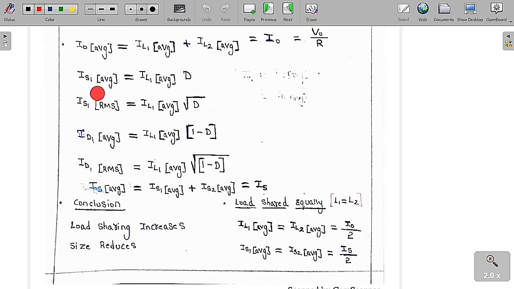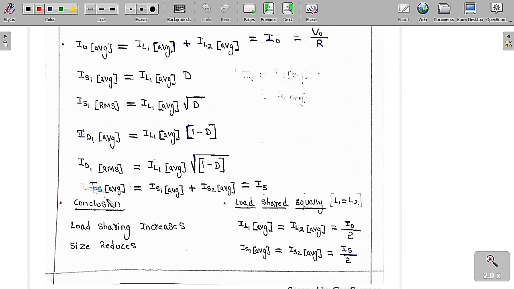So IS1 average is equal to IL1 average into D. These things we have just discussed. Similarly, IS1 RMS is equal to IL1 average into square root of D. Similarly, ID1 average is equal to IL1 average into (1 minus D), and ID1 RMS is equal to IL1 average into square root of (1 minus D). Because whenever the switch is on, the inductor current is equal to the switch current, and whenever the switch is off, the inductor current is equal to the diode current. Based on that, we get these expressions.